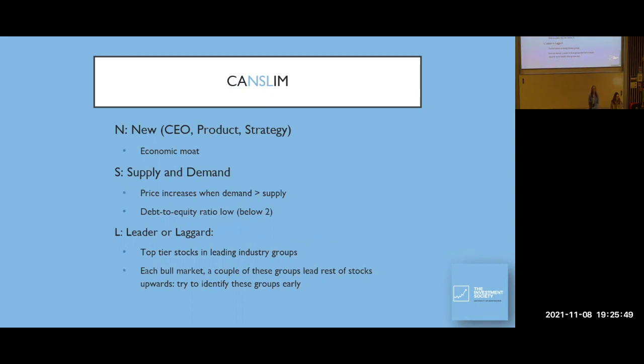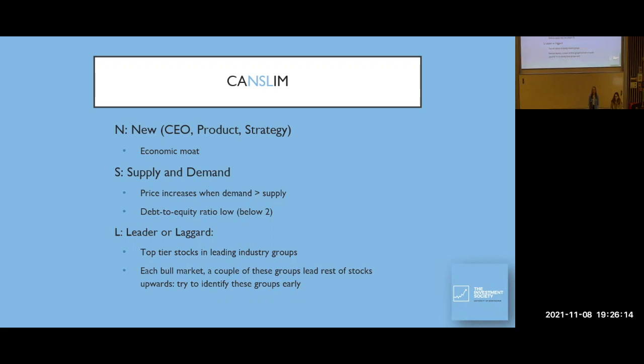N. So N stands for new. This is about maybe the company has a new CEO, maybe they have a new product or a new strategy. These are all important things to be noting when you're looking at a company and how much it can grow. Another important point for this is an economic moat, which we'll be discussing in more detail in a minute.